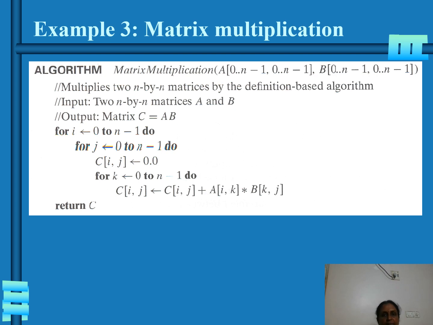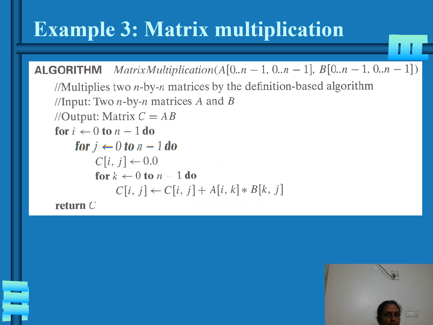So the next example is matrix multiplication. It is very simple. You are already familiar with matrix multiplication. Given an input of two matrices of order n, we have to multiply the matrices. So the output matrix C is A into B. This is the logic for i from 0 to n minus 1, again j from 0 to n minus 1, you find the multiplication of these two matrices.